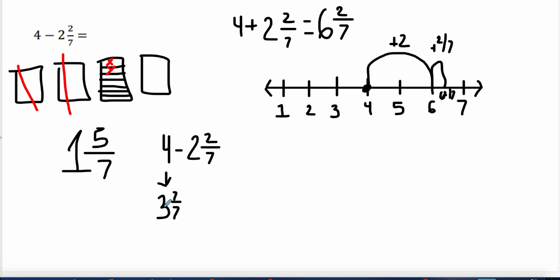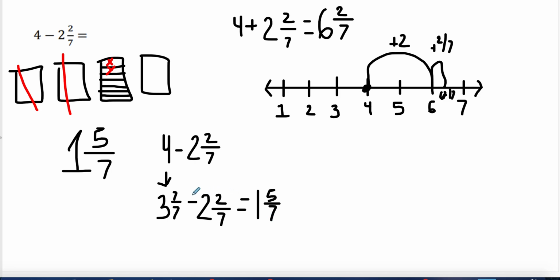So 3 7/7 has the same value as 4, but it would just make it a lot easier for me to subtract that 2 2/7. So if I'm doing 3 7/7 minus 2 2/7, I know that 3 minus 2 is 1. 7/7 minus 2/7 is 5/7.